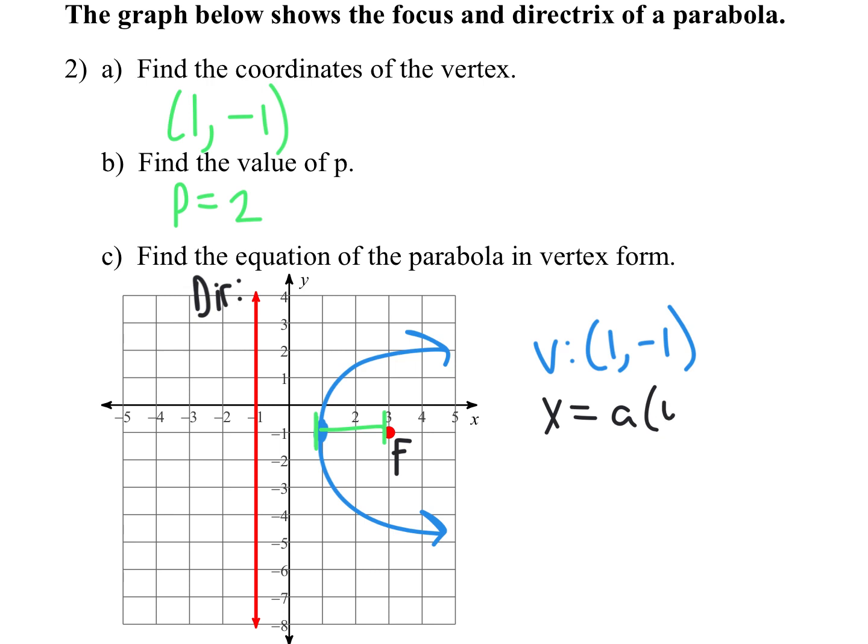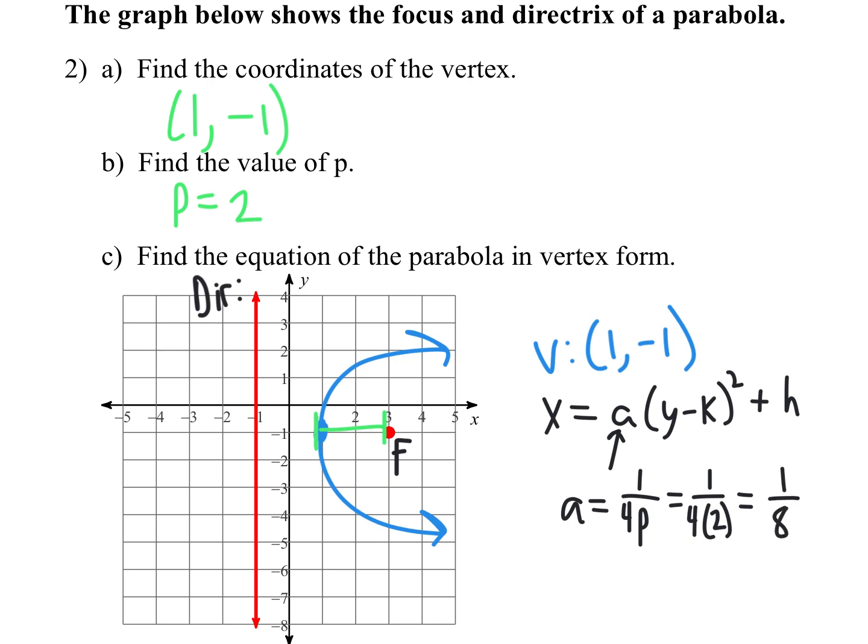Still find an a value. When it's an x equals equation, it'll be a(y - k)^2 + h, okay? Because the h always goes with x for horizontal, and then k is used for the y coordinate of the vertex. Okay, so we need to find that a value. It is related to the focal length p, right? a is always 1 over 4p, and p in this example was 2. Okay, so we have 1 over 4 times 2, we have 1/8 for our value of a.